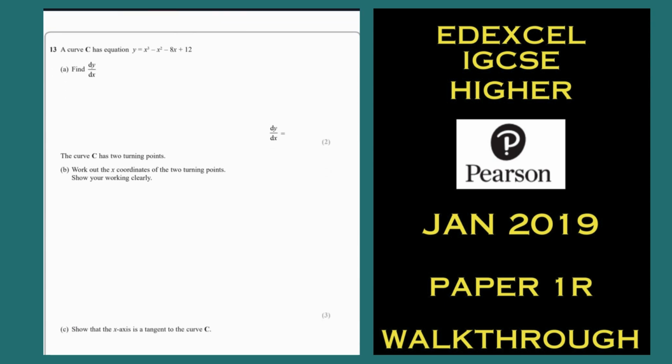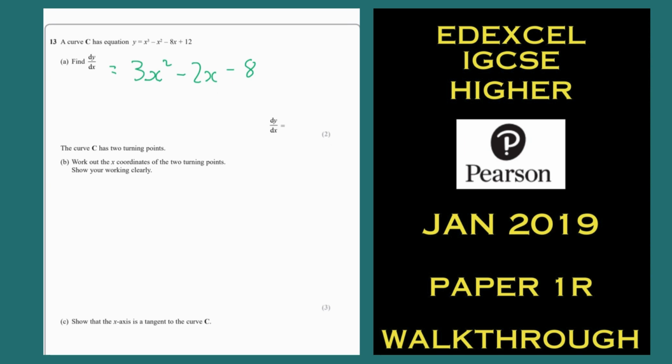Next, bit of differentiation. So don't forget, it's easier than you think. It's just not enough room with my giant jumbo pen here. Bring the power down. Take 1 off the power. Bring the power down. Take 1 off the power. Negative 8x just means ignore the x on the end. And the plus 12 disappears.